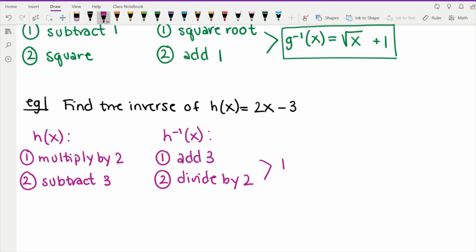So now we want to come up with a function that adds 3 and then divides by 2. So we want to take our input, x, and we want to start by adding 3. And then we want to divide that entire result by 2, and so that gives us the following.